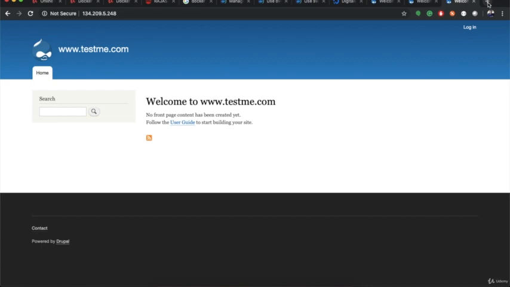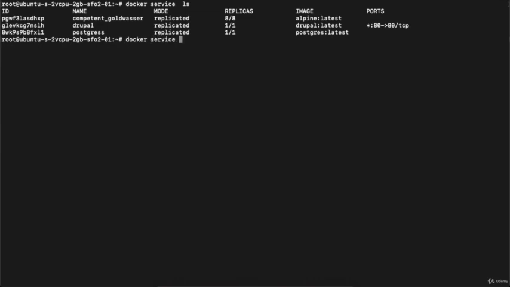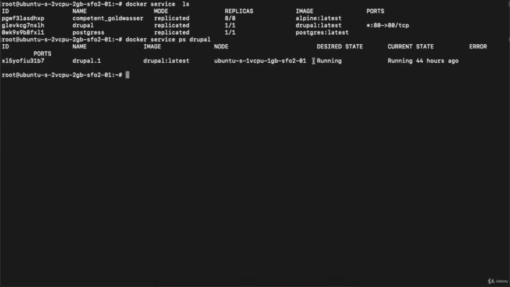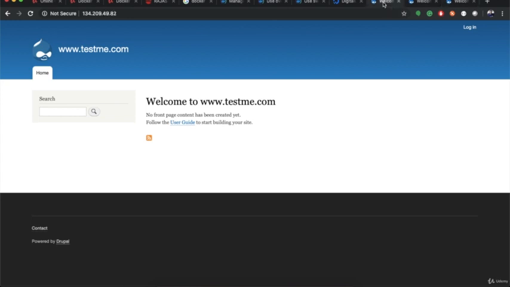If we run docker service ps Drupal, my Drupal service is running on node 1, but still I am able to access my Drupal service on node 3, node 2 and node 1 itself. So this is called global traffic management. And how is Docker Swarm managing the global traffic? Docker Swarm manages it with a mechanism or algorithm called the routing mesh.